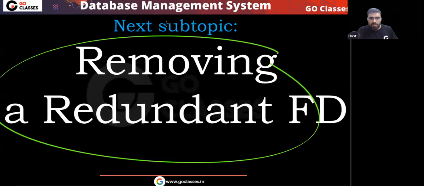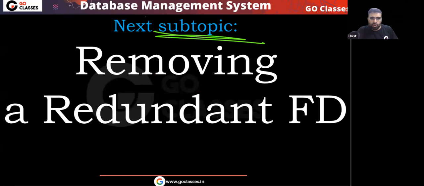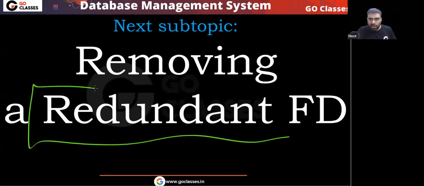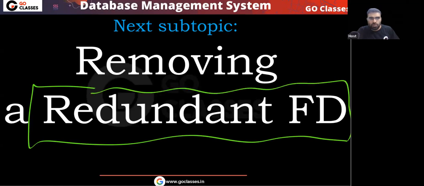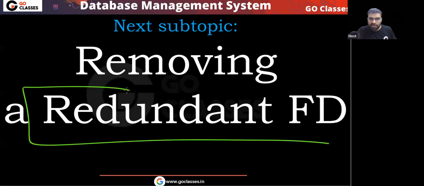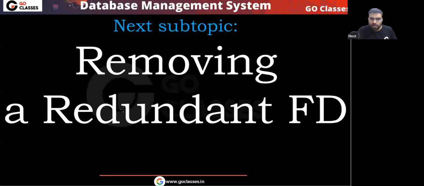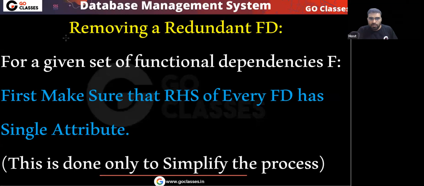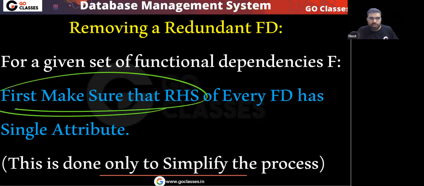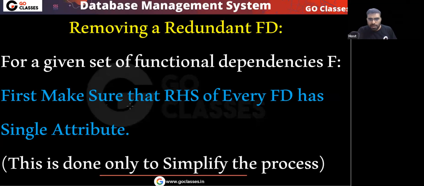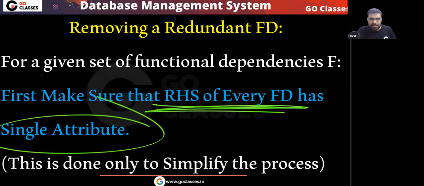Now let's see another small subtopic, that is removing a redundant FD. Now we will focus on the entire FD. This is what we are going to focus on. So, removing a redundant FD. Before we remove this, first you make sure that the RHS of every FD has a single attribute.